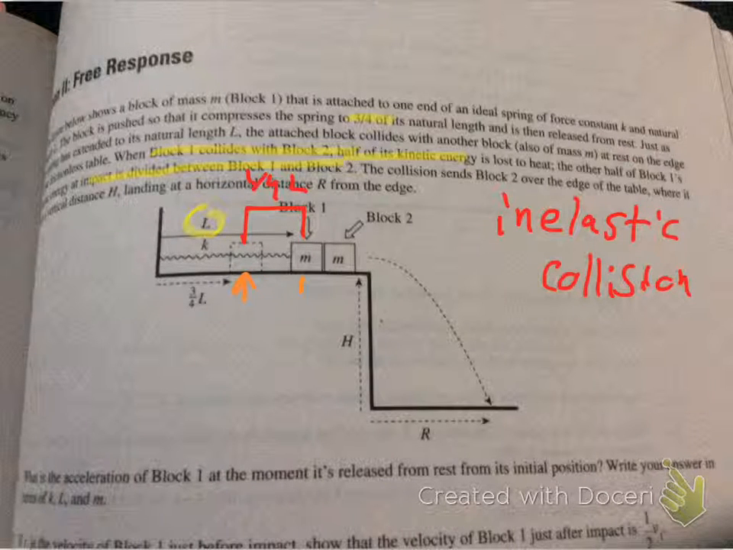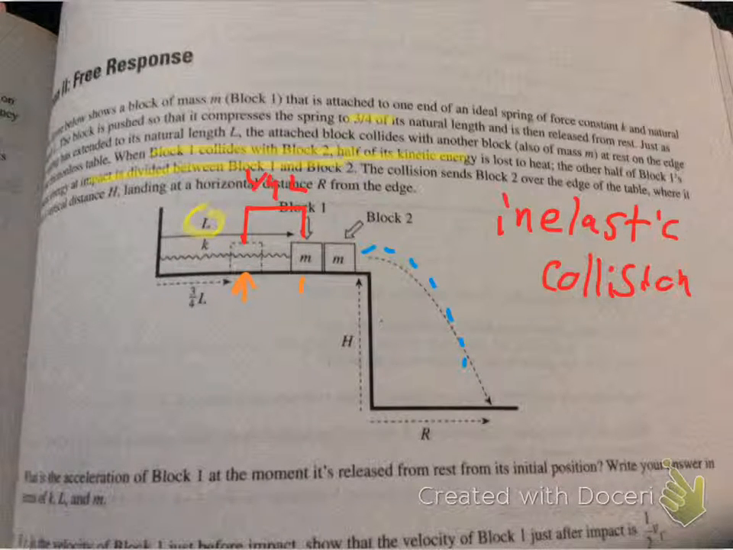So right away you should know what type of collision this is. This is an inelastic collision. It is not a perfectly inelastic collision, and it is not a perfectly elastic collision. Whenever block 2 is hit, we know it's going to move like this. Block 2 is going to move, and block 1 is going to go back and start oscillating.